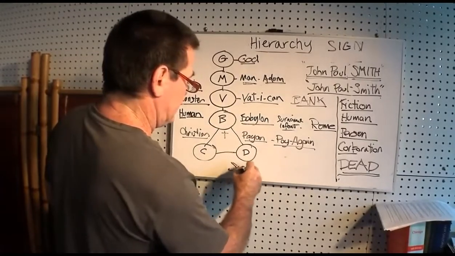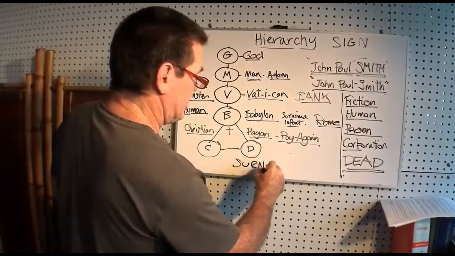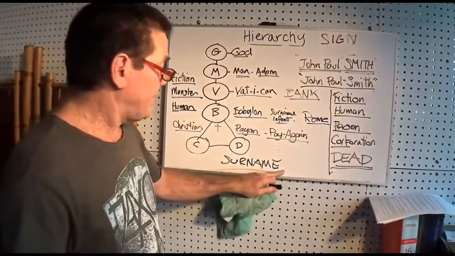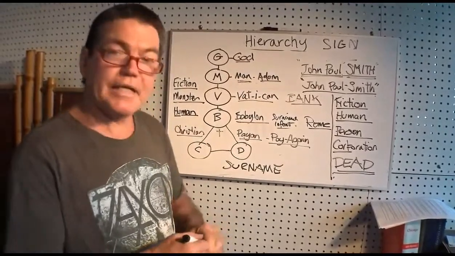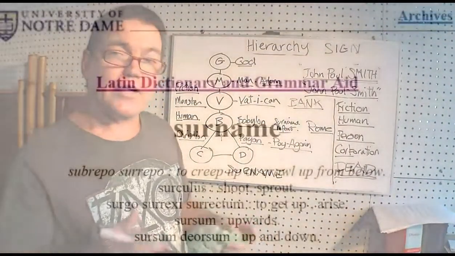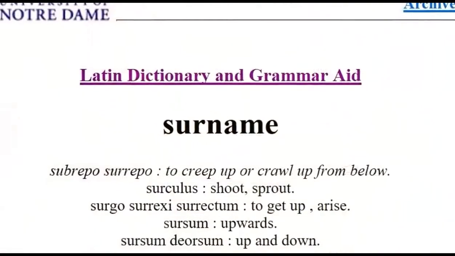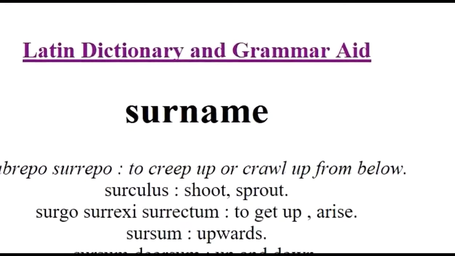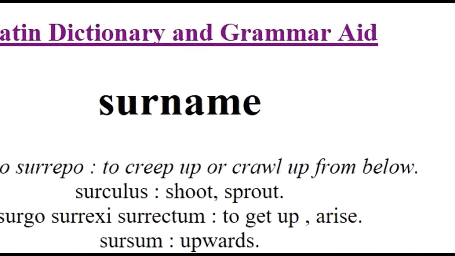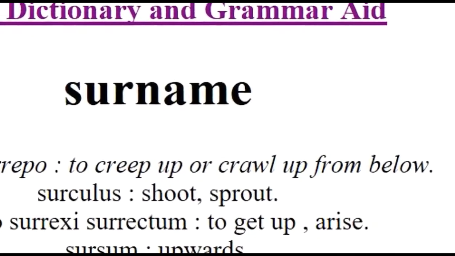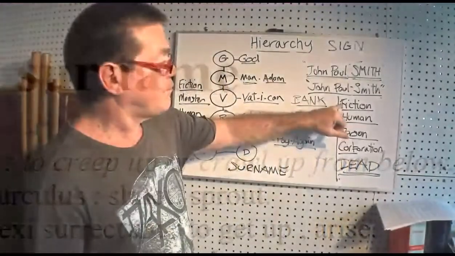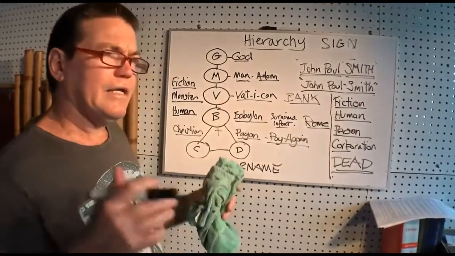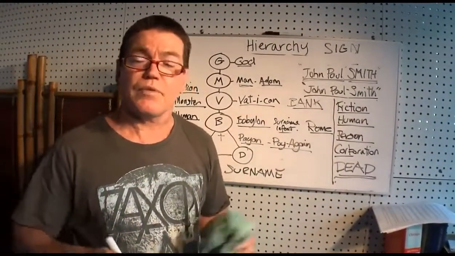Now, if you put surname into the Latin dictionary, surname means the thing that creepeth up from below. So what's happened is man has been given dominion over the surname, which is the person, which is the human, which is the fiction, which is the dead corporation.